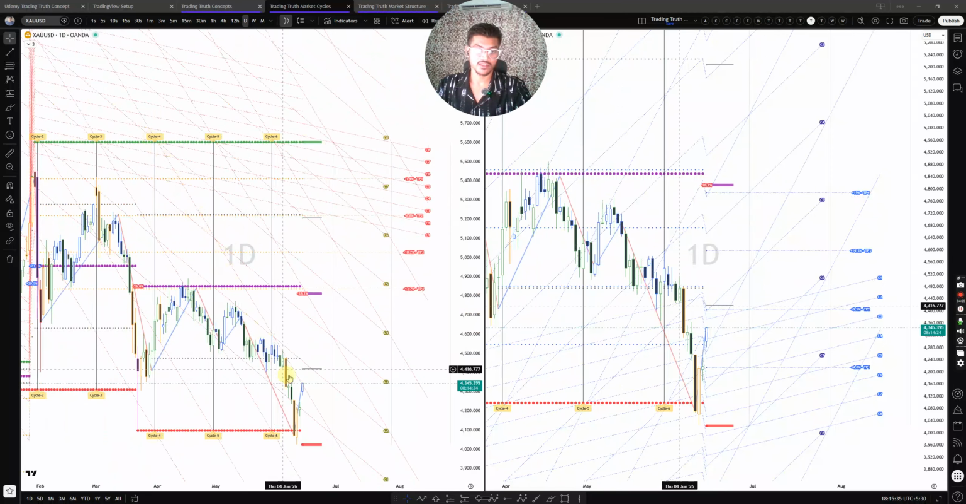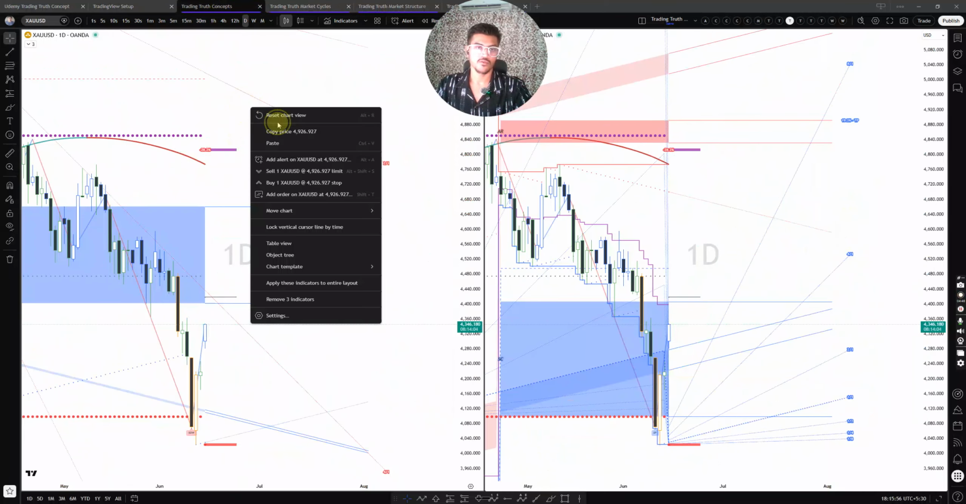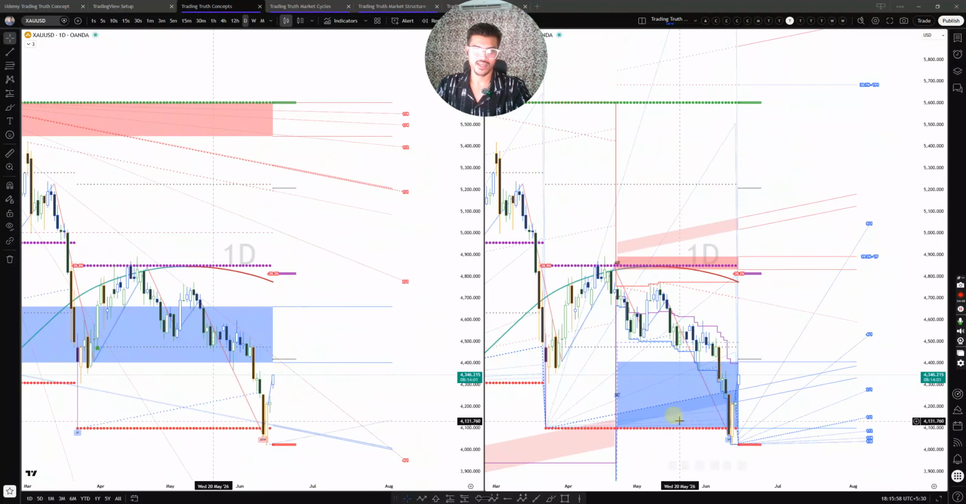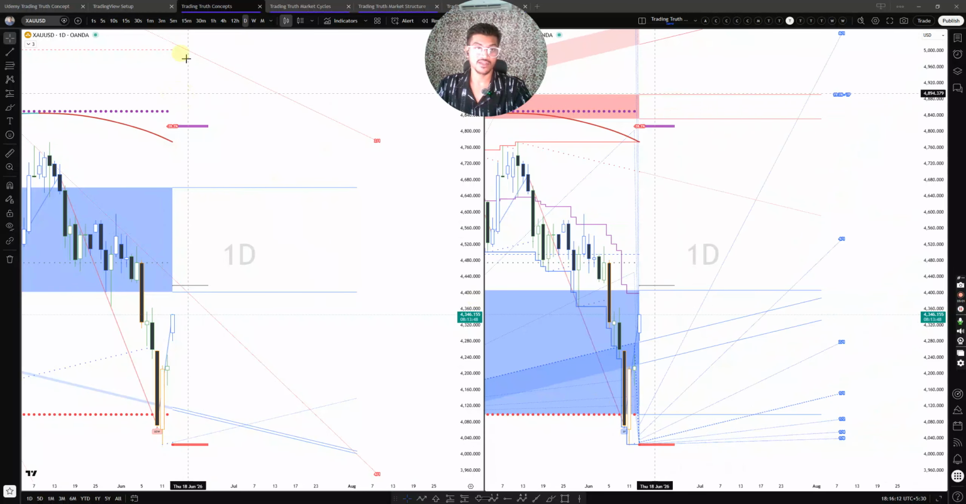There is a resistance around here, which we'll see. If the candle closes below this one, then it's going down, but I don't see that happening, because this is more effective right now. There wasn't this before, but market closed down from there. What the trading truth concept says is that it's making a spring here. And if you know anything about Wyckoff, this is one of the highly anticipated events in Wyckoff.